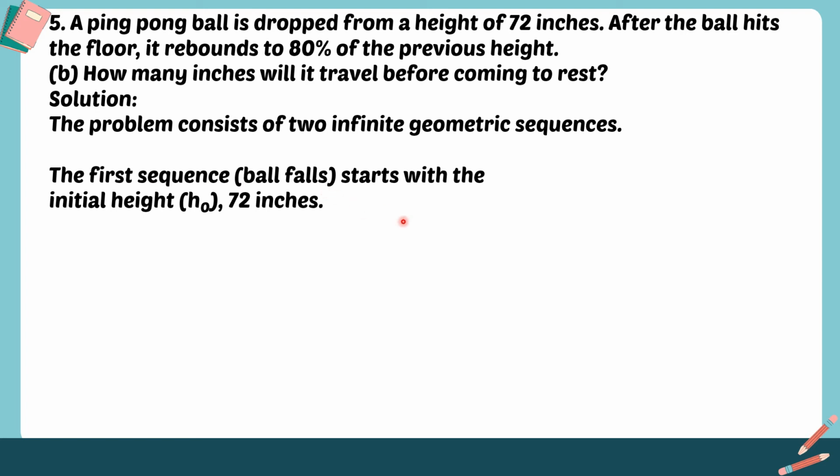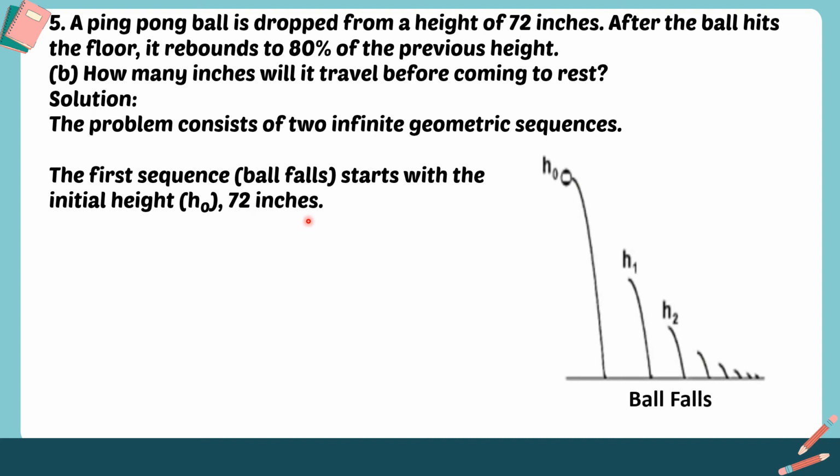So, pagbagsak sa lupa, start with the initial height na 72 inches. Ito yung unang sequence na kailangan natin isolve. Ito yung mga height niya. So, starting from the initial height na 72 inches, tapos sunod yung pangalawang height, pagbagsak niya ulit, another height ulit, and another height. Yung isa pang sequence ay yung kanyang pag-rebound. So, yung pagbalik naman ng bola. So, yun yung isosolve natin mamaya.